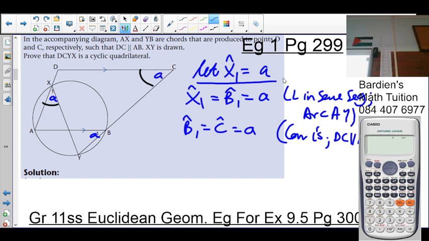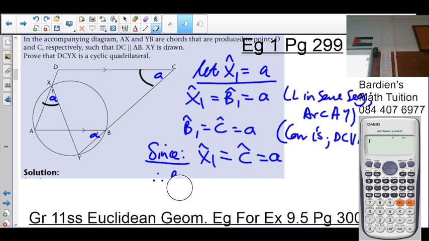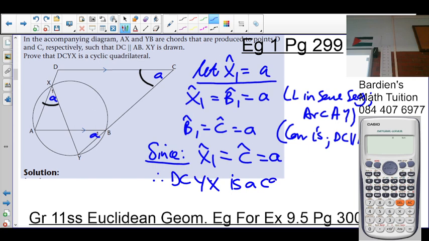You guys understand? So we state the obvious first. We say since angle x1 is equal to angle C, which is equal to A, therefore we answer the equation. We state the obvious. We answer the equation: therefore DCYX is a cyclic quad. Why? Because the exterior angle equals the interior opposite.